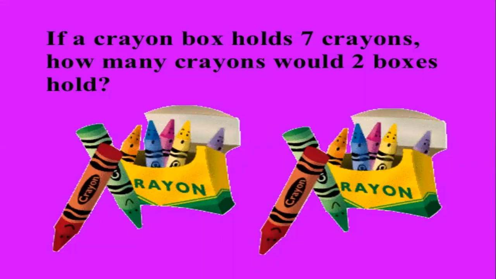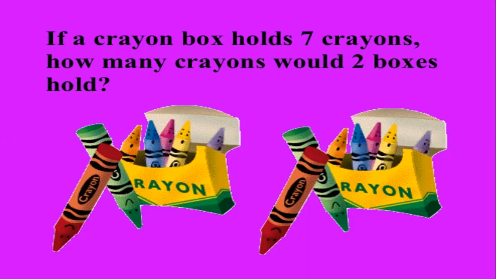See another example. If a crayon box holds 7 crayons, they're talking about one crayon box. So in a single crayon box, there are 7 crayons. How many crayons would 2 boxes hold? Now, if you are increasing something, definitely the value will also increase. Initially, they're telling us the number of crayons in one box. Now they're asking us to find the crayons in 2 boxes. If the number of boxes is increasing, definitely the number of crayons will also increase.